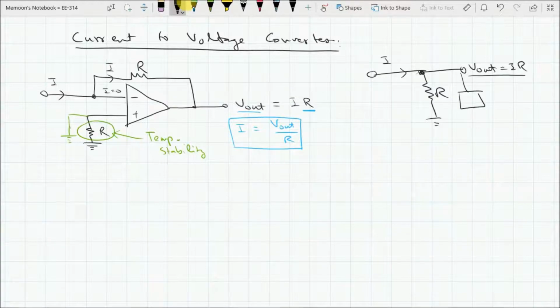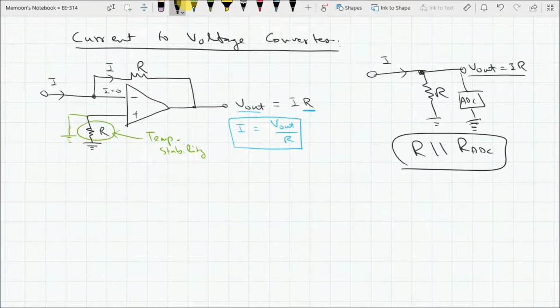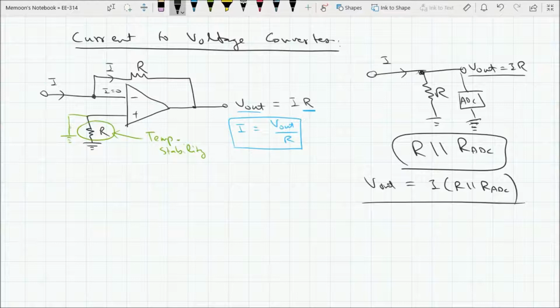So when you are providing this V out to an ADC, let's say, let's connect an ADC here, let's connect a load here, and now you can see that this ADC is acting as a load on this V out, and now this R is parallel to the R ADC, and now this V out will no more be equal to IR, but I into R parallel to R ADC. And you don't know the R ADC. So you don't have an accurate relationship between your voltage output and your current input. So your calculations are wrong.